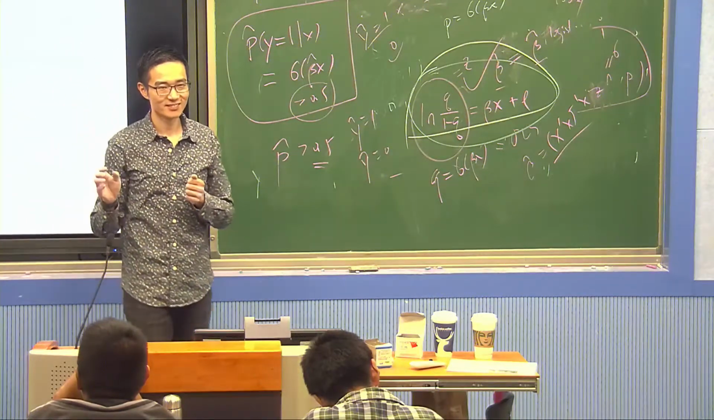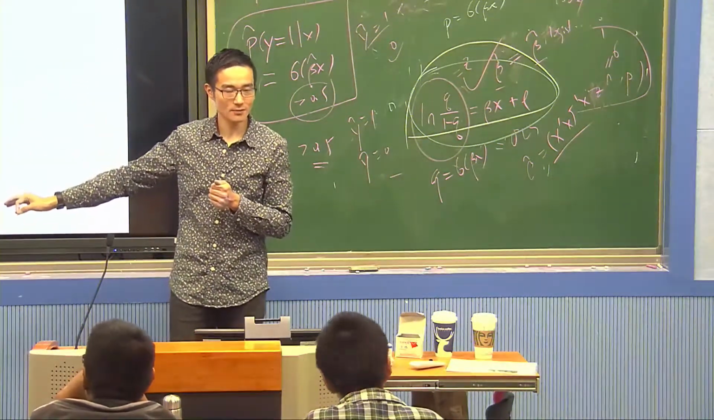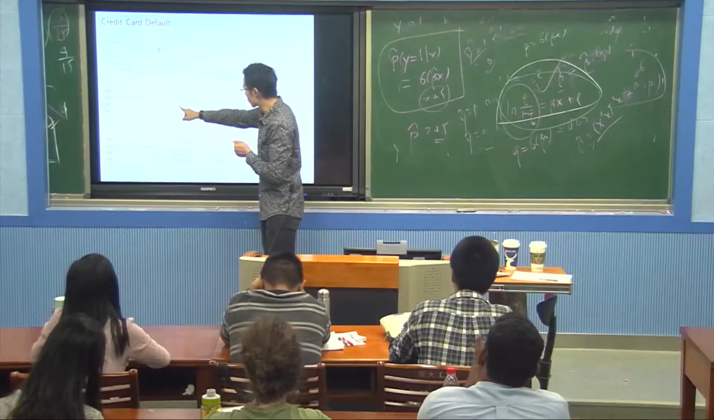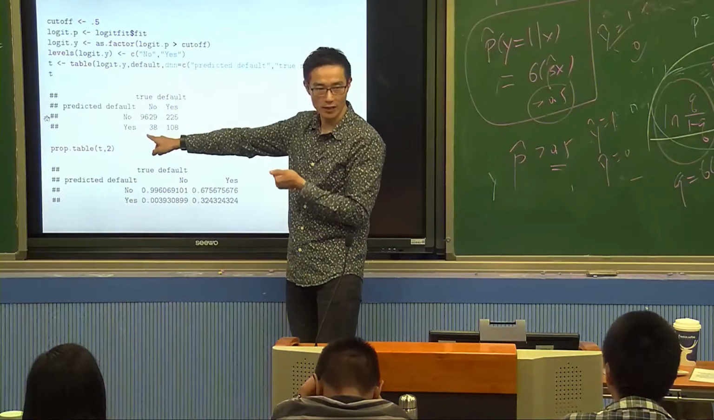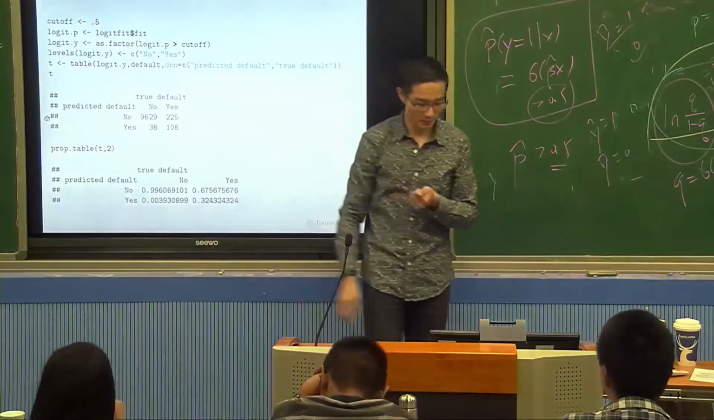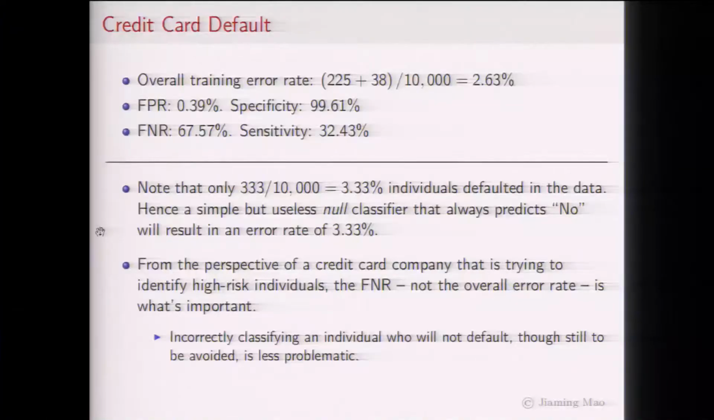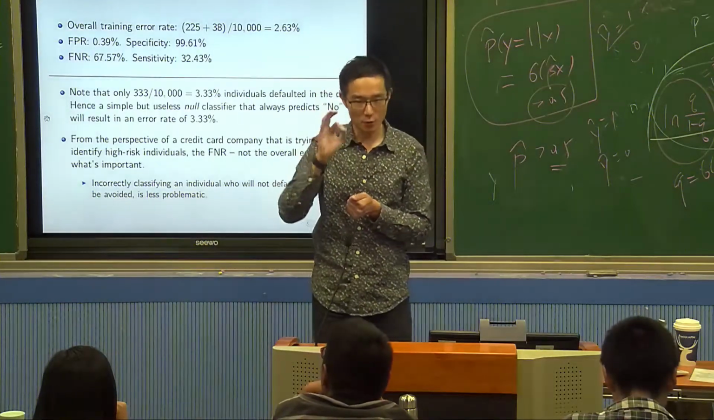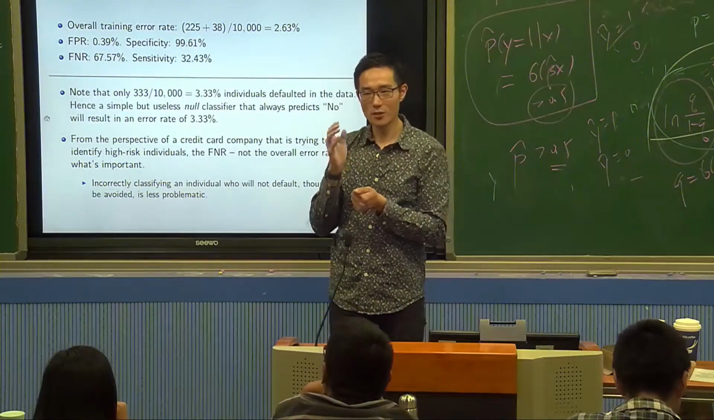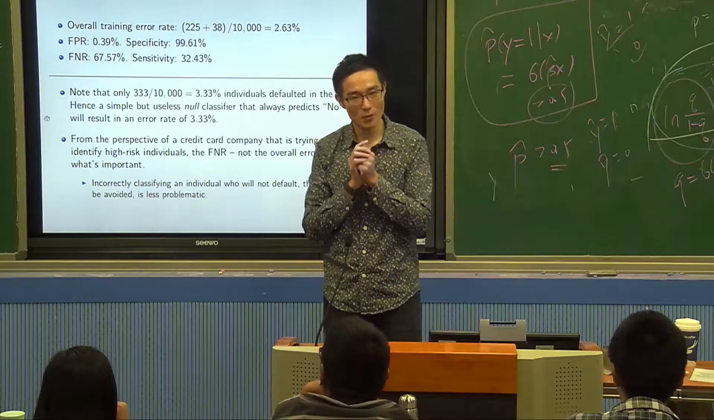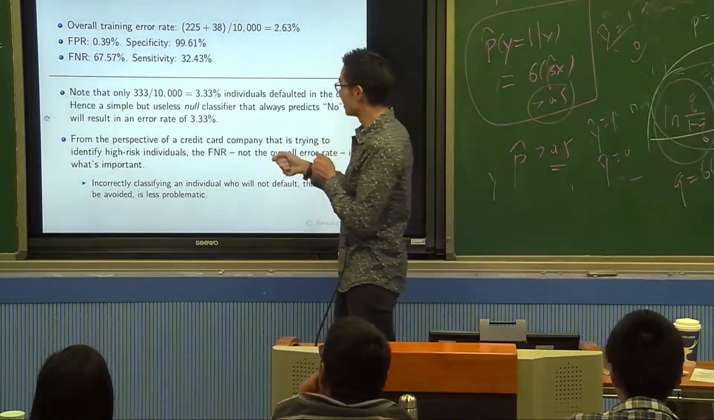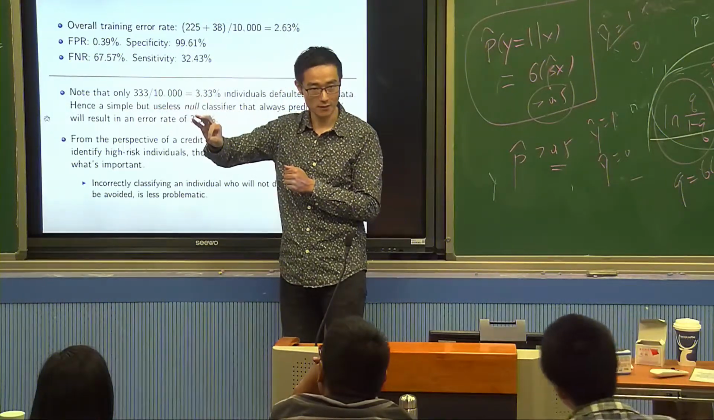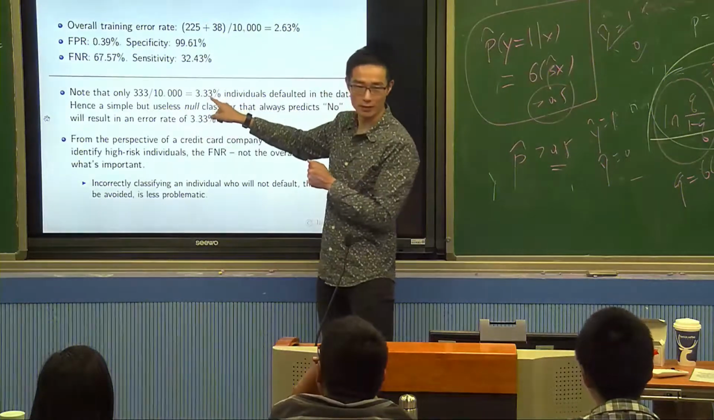So is that good? Is this classification good? Are you satisfied? Out of 10,000 data points, there are 260 misclassified data points. Is that good or not? Well, we can take a look. 260 out of 10,000 is 2.63%, so my total error rate is 2.63. This looks like a very low error rate until you remember that in the original data, only 300 out of 10,000 people have defaulted. So the default rate is 3.33.